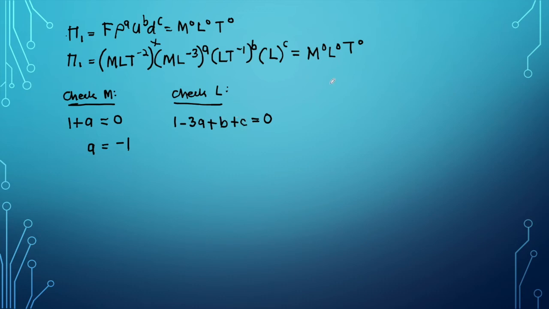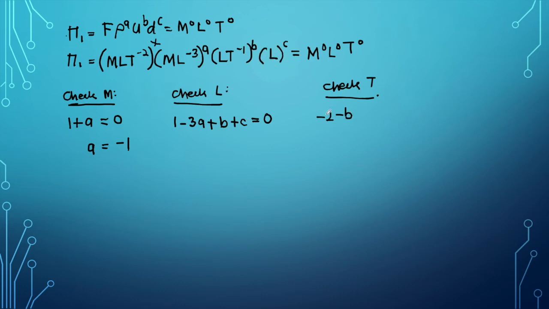Therefore, we move to check on T. Okay, we cannot solve it. Then we go to check on T. So T is minus 2, and then here there is no T. Here minus 1 times with B minus B.